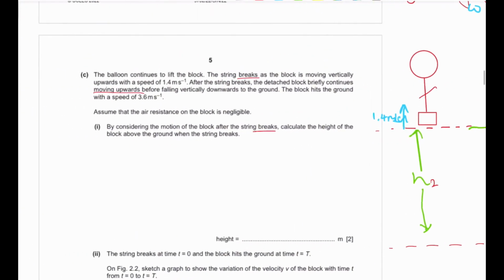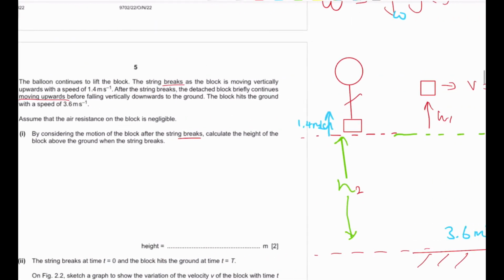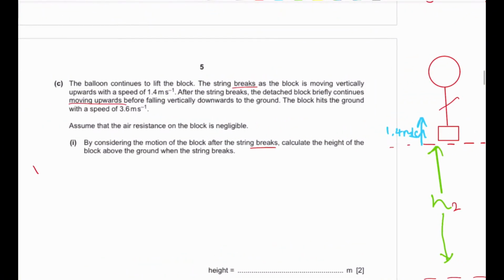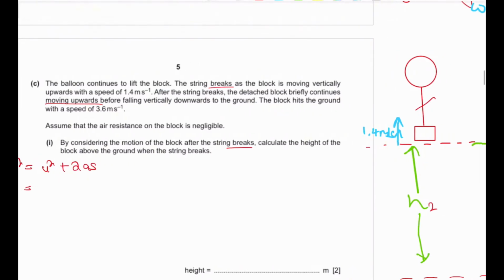So how do I find that? If I want to find the height from this point up until that point, I'll just use v squared equals u squared plus 2as. So the final will be 0 squared. The initial is 1.40 squared, minus 2 times 9.81 times your value of s.